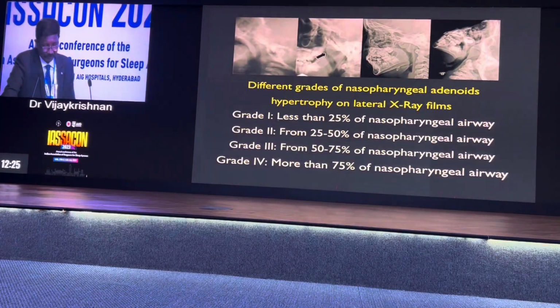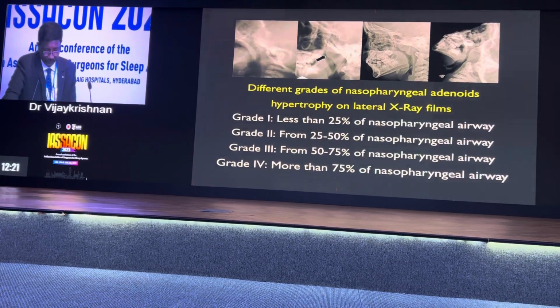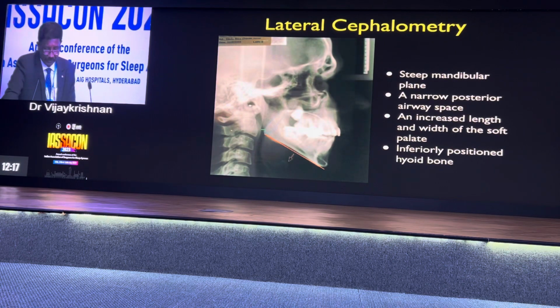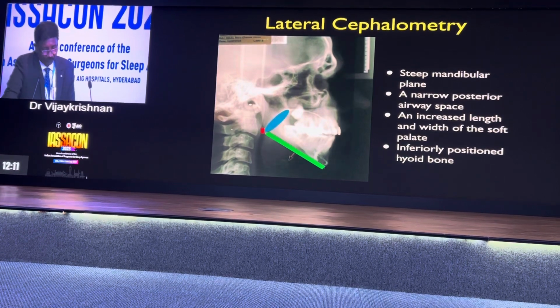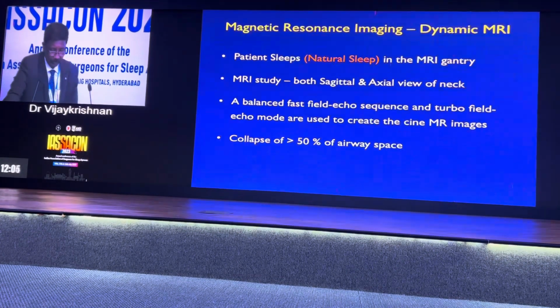Here we can see a simple X-ray nasopharynx, where we can grade nasopharyngeal obstruction because of adenoids, or a lateral cephalogram, where we can see the steep mandibular plane, a narrow posterior airway space, the increased length and width of the soft palate, and inferiorly positioned hyoid, etc. We can see a lot of things.